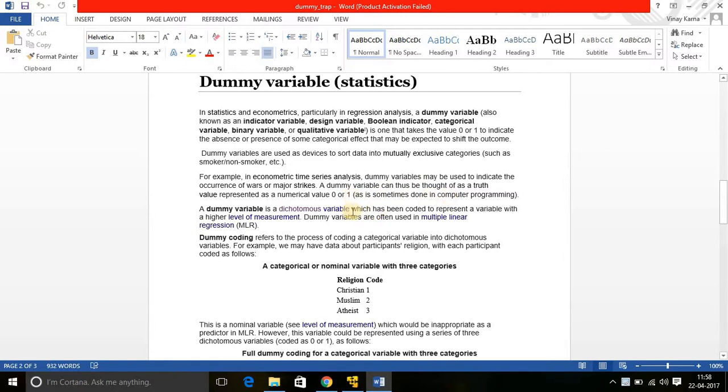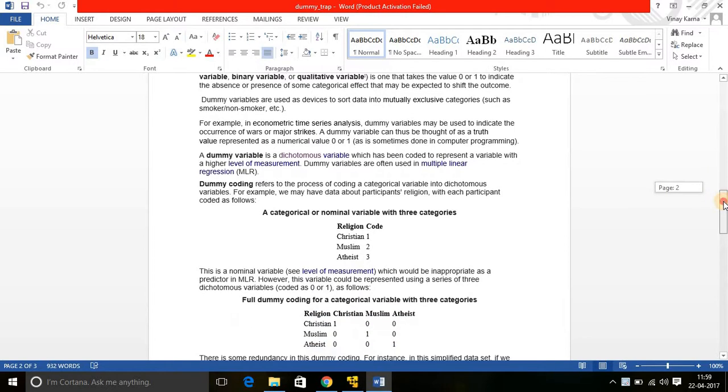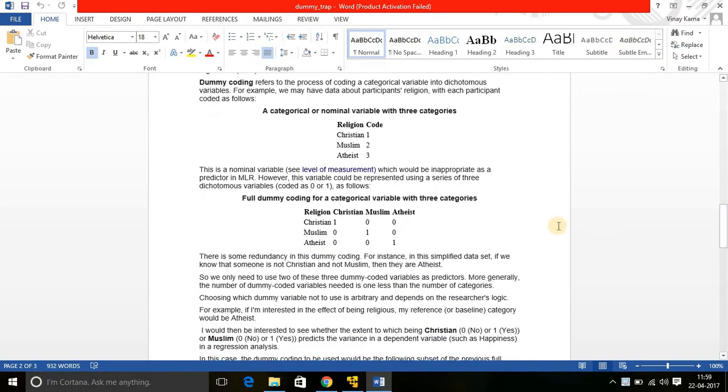So dummy variables can be thought of as 0 and 1. Let's see an example. How do we do dummy coding? As I told you, 0 and 1. The first and easiest way we might think of is Christian is 1, Muslim is 2, and atheist is 3. Now, how do we deal with it? This means that atheists are higher than Christian if it is converted into numbers, but that is not the case.